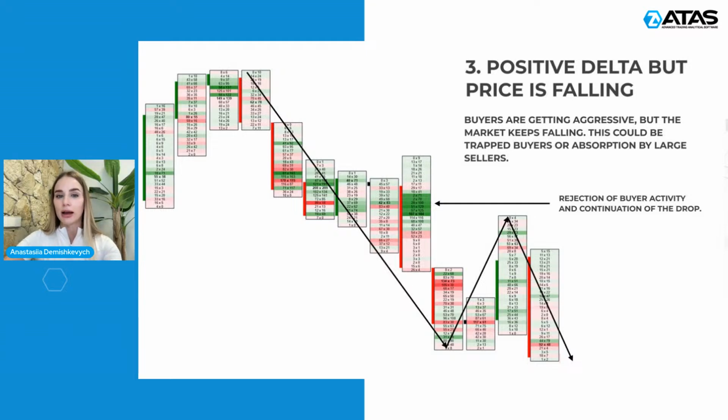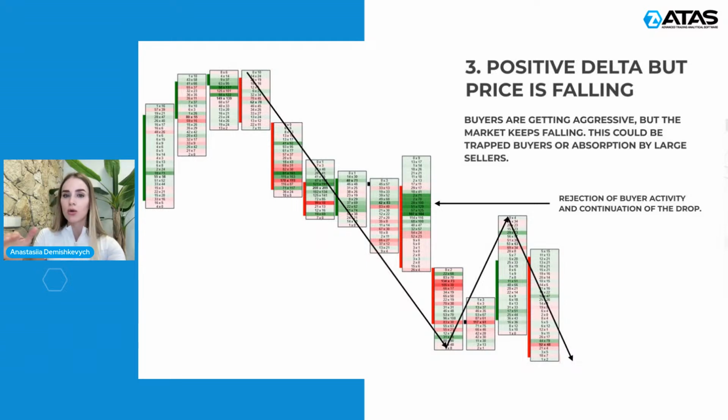This may be a buyer's activity. So buyers trying to buy back the price, for example, from the previous lows, supposedly if this was the low before, but the sellers keep pushing down.